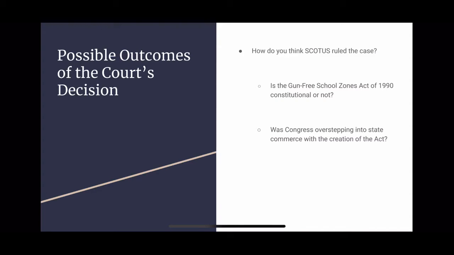Some possible outcomes of the court's decision. The court could have ruled that the Gun-Free School Zones Act of 1990 was constitutional, or they could have ruled that it wasn't constitutional. And also, Congress could have been overstepping into state commerce with the creation of this act, so the Supreme Court will rule whether or not they overstepped or if they stayed within their boundaries of the Commerce Clause.